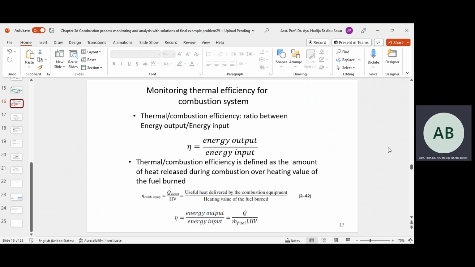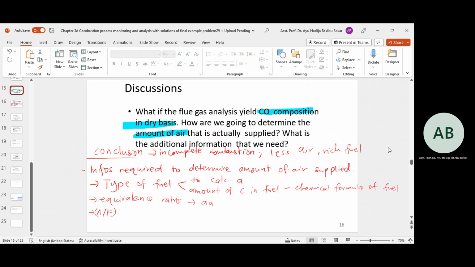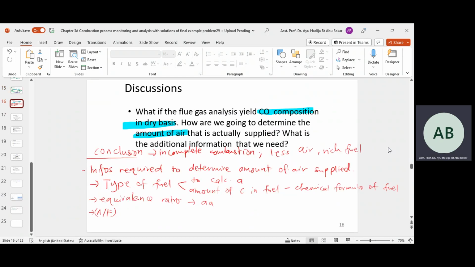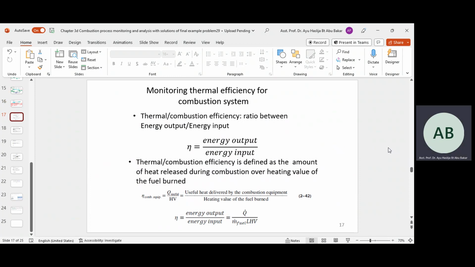Last class we had done this example, number 2, based on the process monitoring and analysis. Okay, so now I would like to proceed on the monitoring thermal efficiency for combustion system.